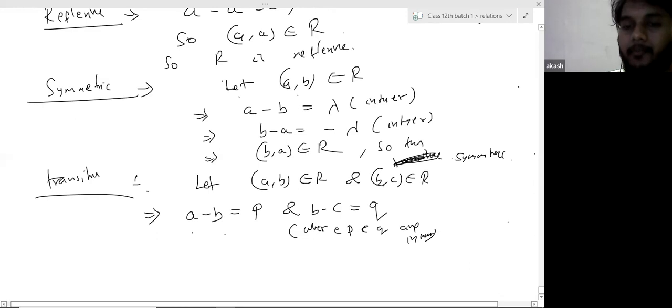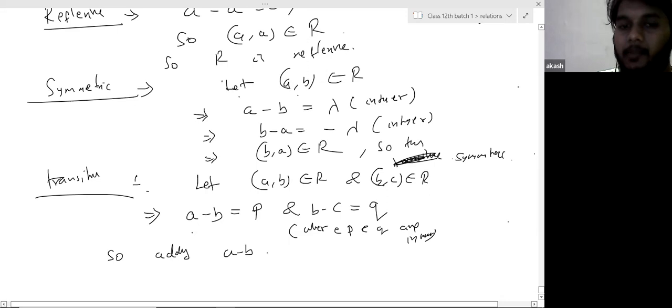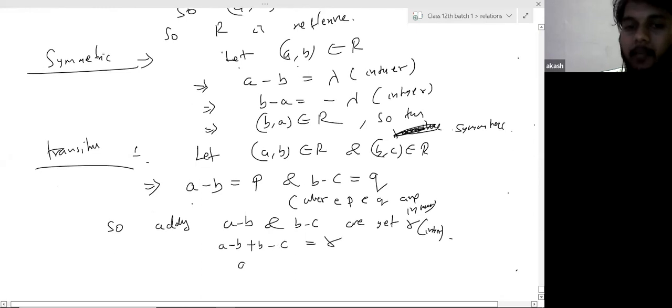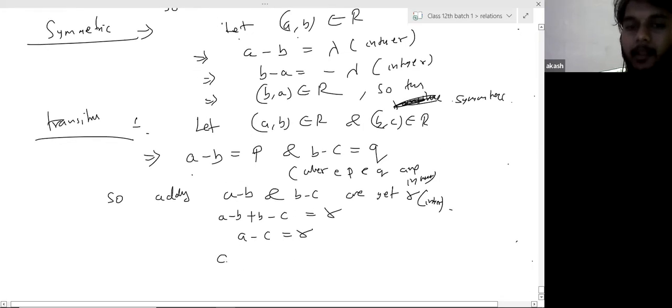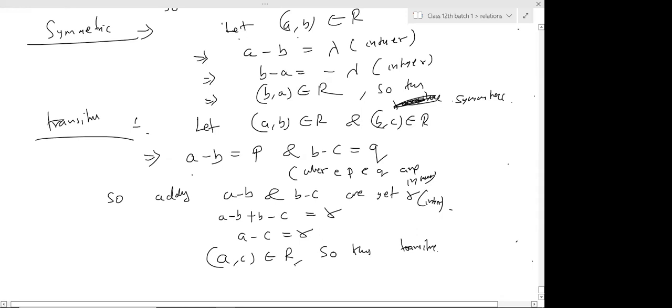If we add two integers, will we get another integer or not? Yes, sir. So adding a minus b and b minus c, we get, suppose, r, an integer. So a minus b plus b minus c is equal to r. That means a minus c is also equal to r, which is an integer. So a comma c also belongs to R. So this is transitive. Is it clear? Yes, sir.